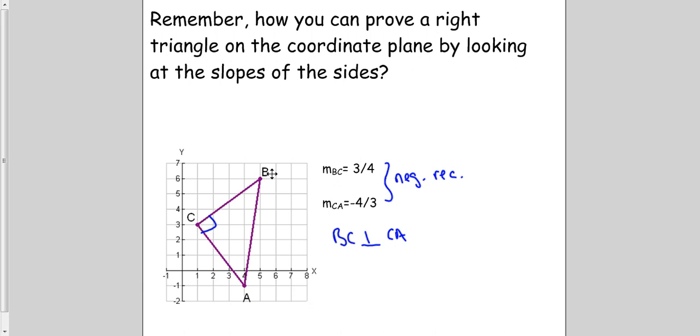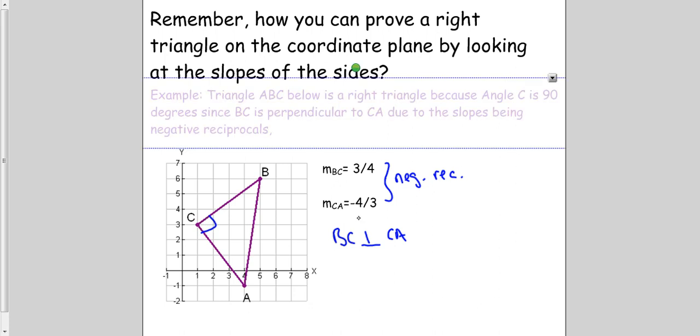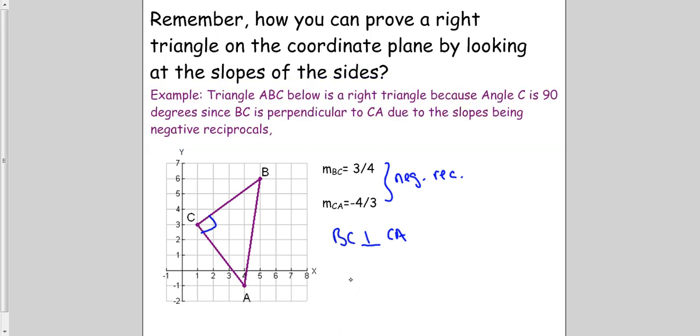So, you could prove this is a right triangle by looking at the slopes, and then you could write something like this. You could say triangle ABC below is a right triangle because angle C is 90 degrees since BC is perpendicular to CA due to the slopes being negative reciprocals. And that should be a period there, not a comma. So remember how you could do that? Prove a right triangle like that?